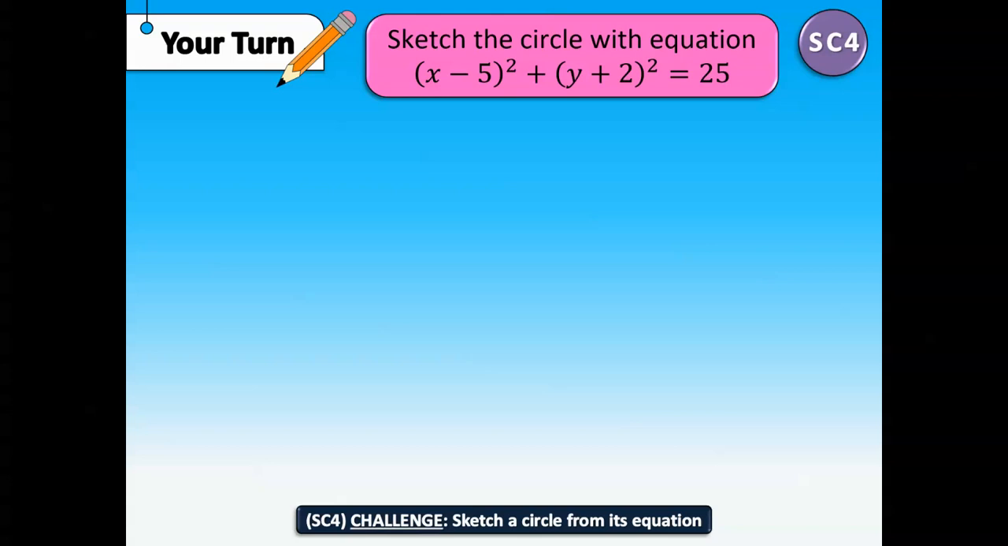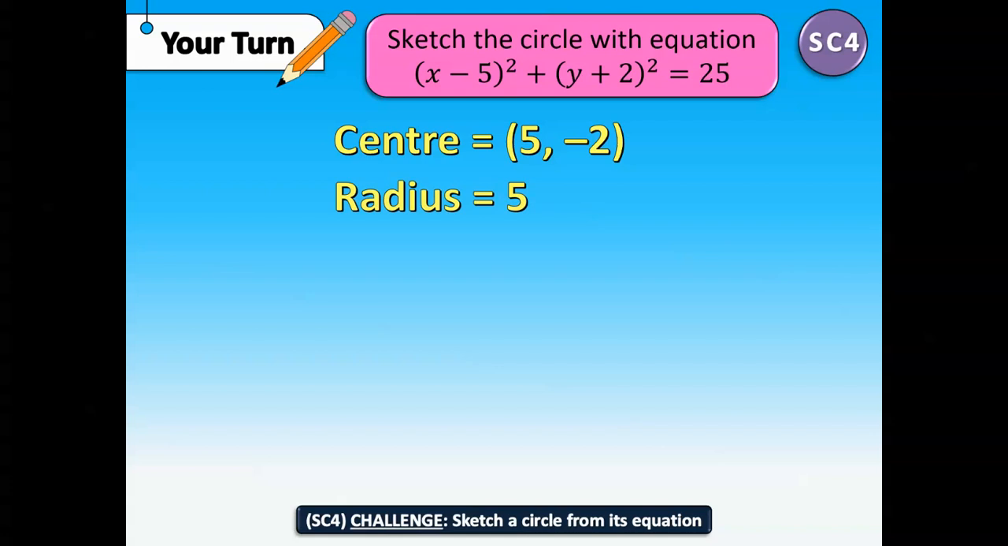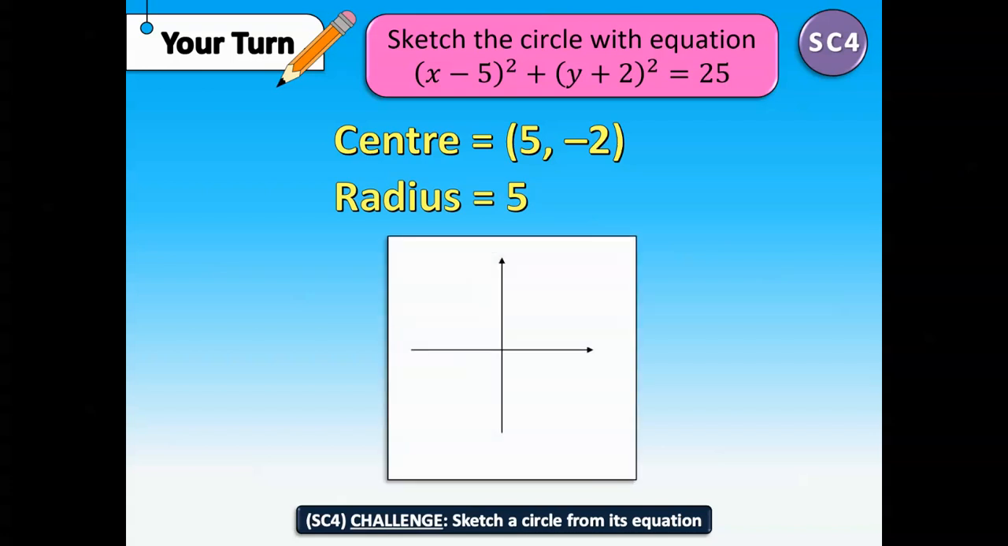So in this question, we want to sketch the circle with the equation x minus 5 squared plus y plus 2 squared equals 25. So the center of the circle will be 5, minus 2, and the radius will be 5. So we make a sketch of the circle with a center of 5, minus 2, and make sure the radius is 5.